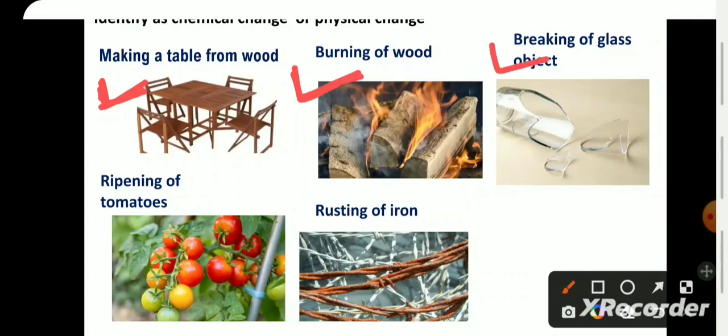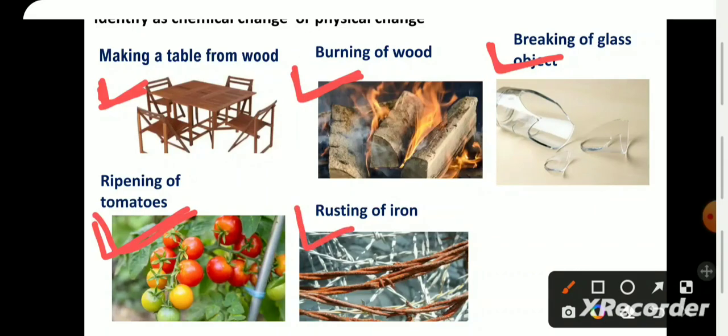Third, breaking of a glass object. Exactly, it is a physical change, because even after the glass breaks, each piece remains glass only. So there is no change in the chemical properties. So it is a physical change. Fourth, ripening of tomatoes. It is a chemical change because some chemical reactions take place in the tomato, due to which it undergoes ripening. So it is a chemical change.